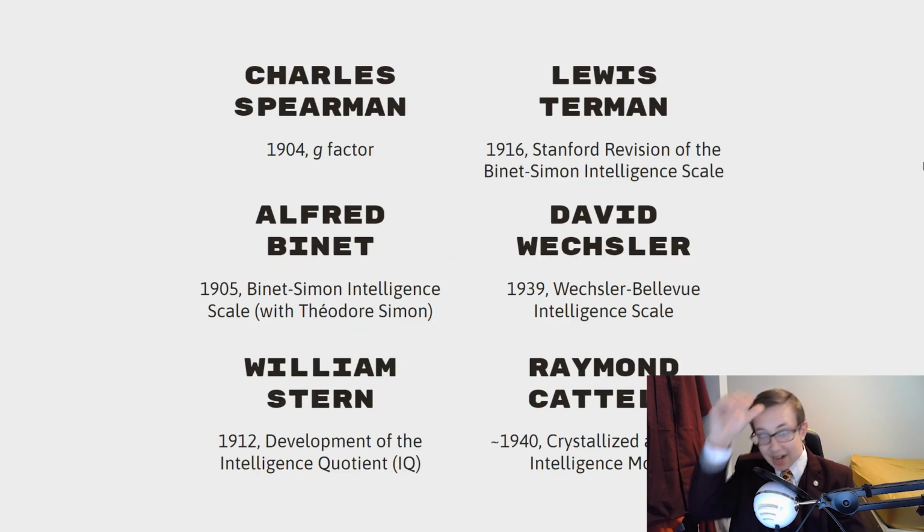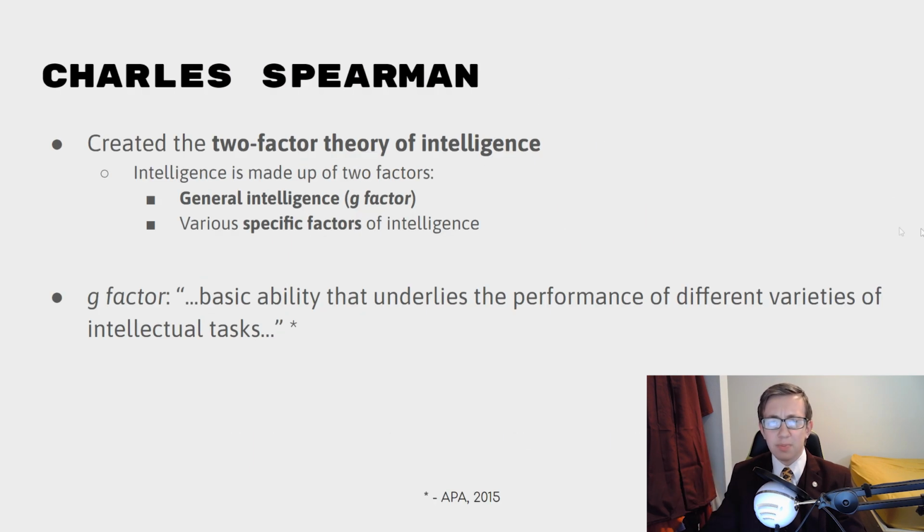So there's 6 theorists that I looked at here, and there's those 2 main ideas, the G factor and the IQ scores. Now, starting with Charles Spearman is important. He is the father of the 2-factor theory of intelligence, which states that intelligence is a combination of general intelligence, which is the G factor, and very specific factors of intelligence. And G factor is really just any basic ability that underlies the performance on a variety of intellectual tasks. So no matter what you do, G factor is going to manifest itself in your performance.